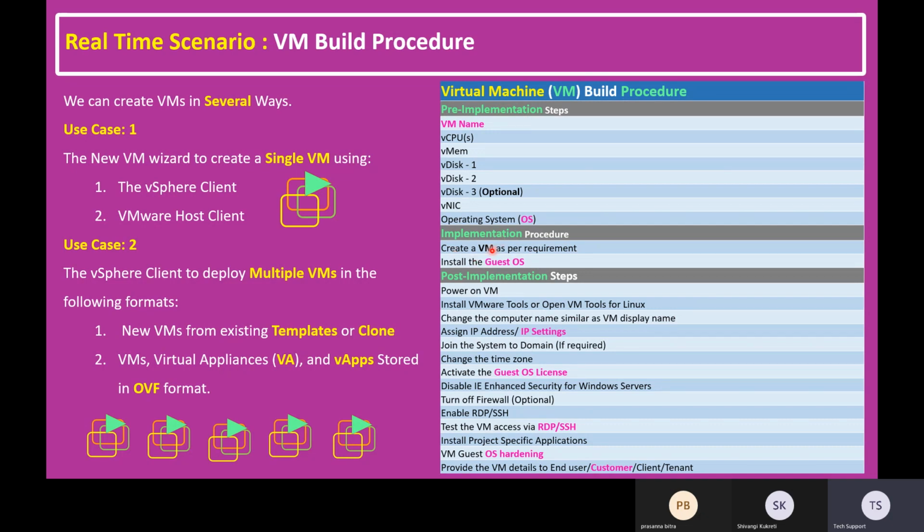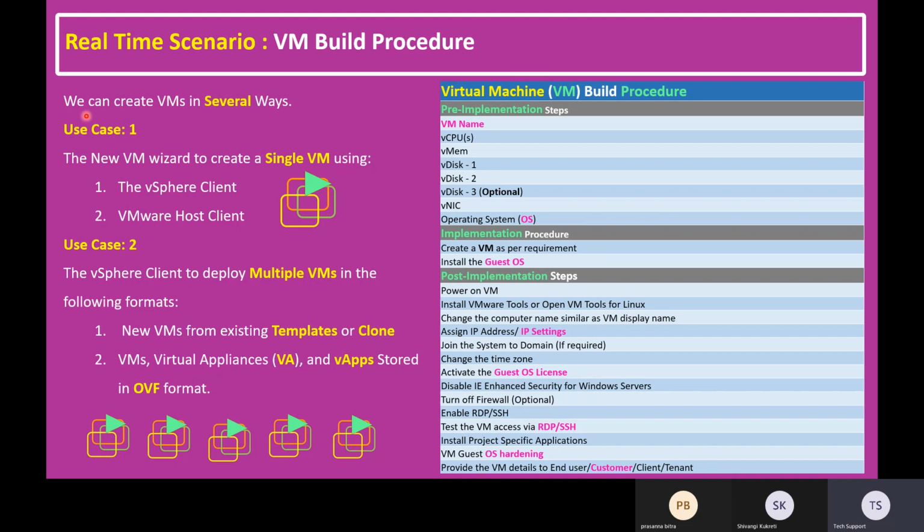If it is multiple VMs, always go for a template only. And post provisioning there are also some specifications. Post provisioning we already know: power on the VM, install VMware Tools, change the computer name, set the IP address and so on. These are all common tasks when we deploy multiple virtual machines. So let's talk about the description now.